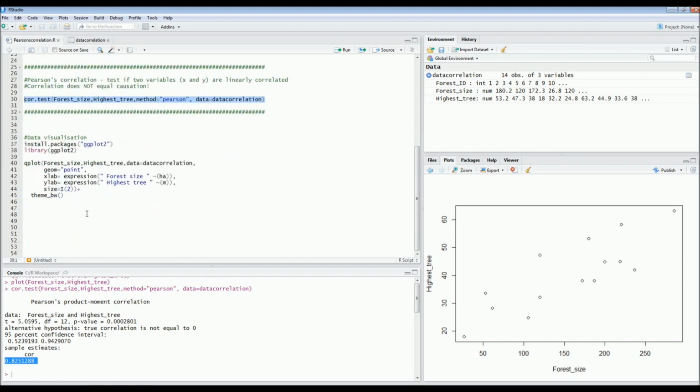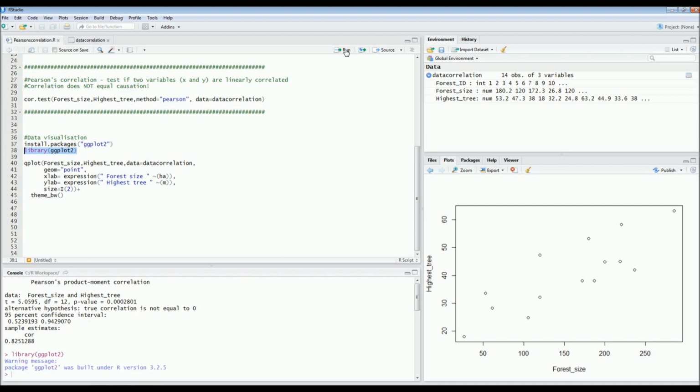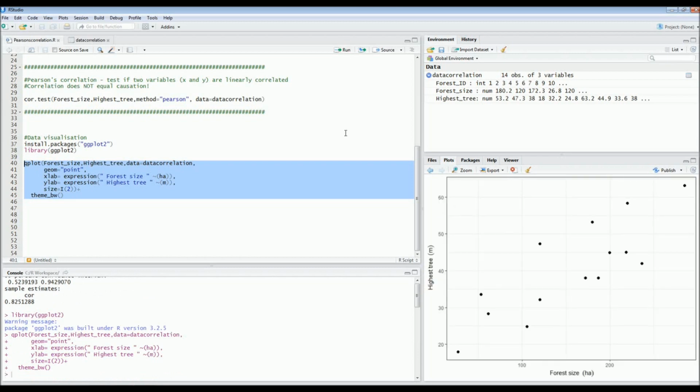Then finally, we can also visualize the data with a plot. We've already done this, but we want to make the plot a bit better than the one we've plotted right now. So for that, we want to load the library ggplot2. I've already installed it. In case you haven't installed it yet, you can install it with this code. So we call the library, and then this is the code to make a very simple plot where we can see that on the x-axis there's forest size in hectares, and on the y-axis there's the height of the highest tree. Based on the tests, we can now assume that there is a significant positive correlation between both variables.